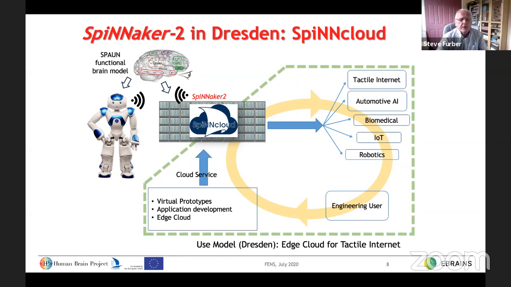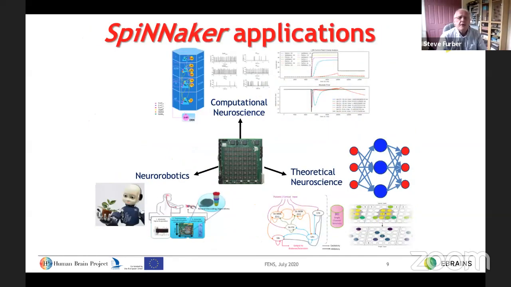And the kinds of things that you can do with this include computational neuroscience, modeling bits of brain, and we'll see some examples of that in the next talk. Testing hypotheses for theoretical neuroscience, trying to work out theories of how the brain works. And also, because SpiNNaker is designed as a real-time system, it's applicable in neurorobotics, building spiking neural networks to control robots in real-world applications.